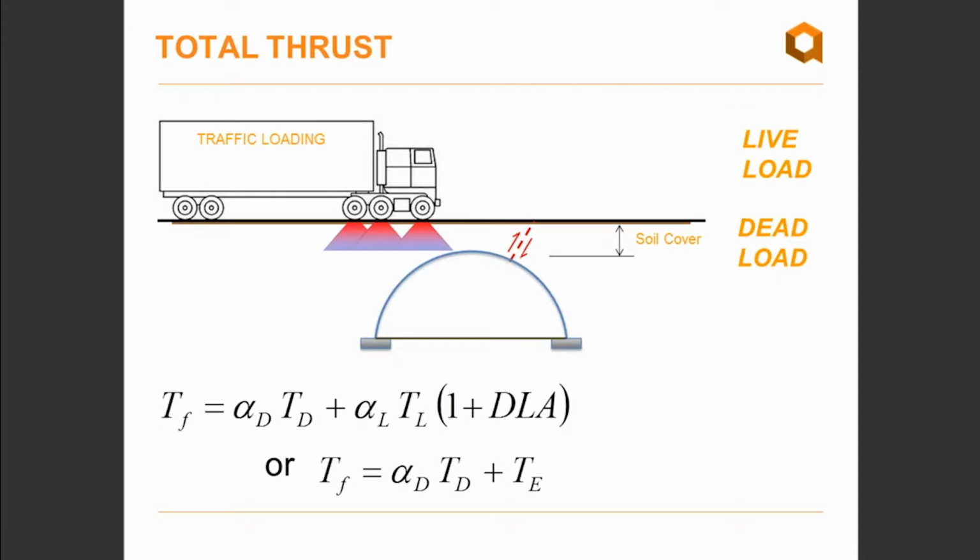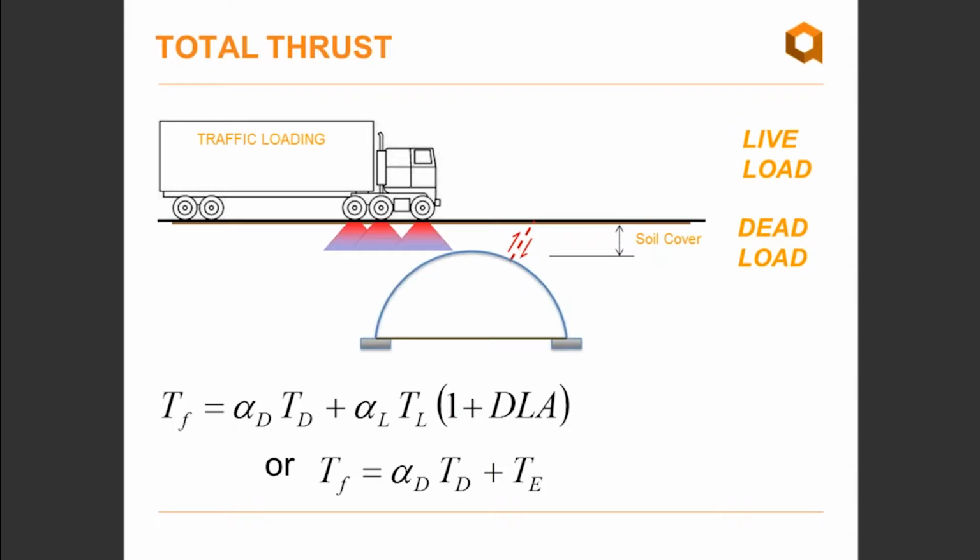Once minimum cover is established, then the unfactored dead load and live load thrust can be calculated. A basic static calculation using the unit weight of the soil and the dimensions of the soil column above the structure determines the dead load thrust. The live load on the structure is determined by distributing the individual wheel loads through the soil and pavement column to the top of the structure. So the more soil overburden on top of the structure, the less the effect of live load is on the crown.